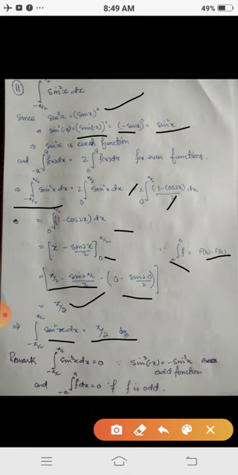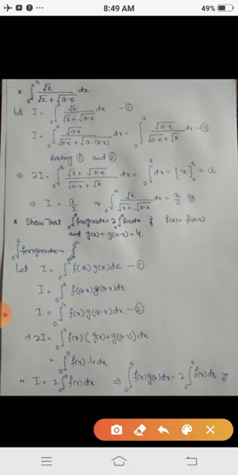But if we consider sine cube, we know that sine cube of minus x is minus sine cube x, which implies that it is an odd function. So if we take the same limits, then its value is 0, because for an odd function f, integral from minus a to a of f dx is simply 0. Here sine cube is odd, that is why its value is 0.